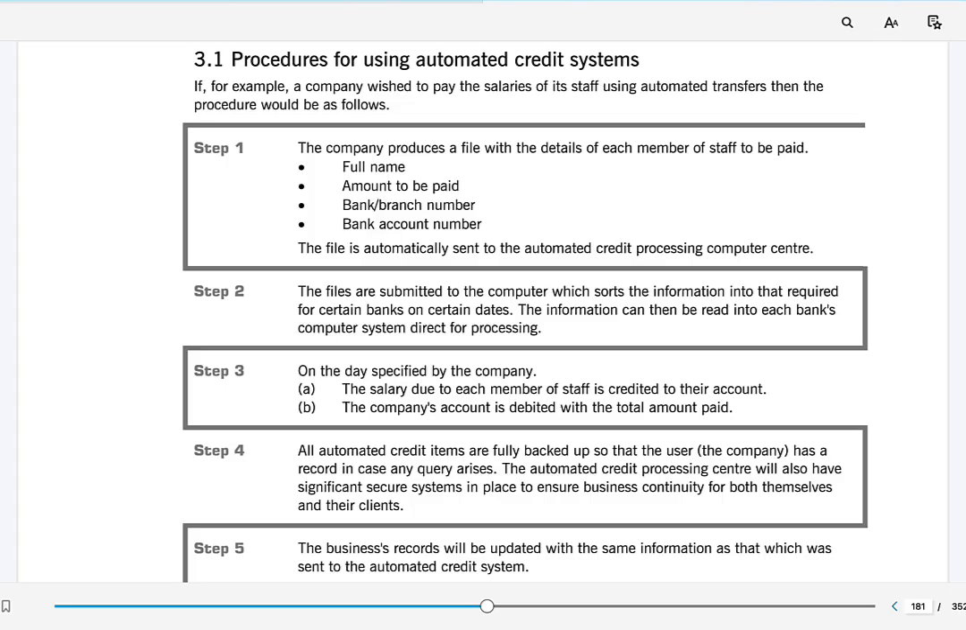Mistake 4, paying a leaver who should not be paid. Solution, update payroll records immediately when someone leaves. Mistake 5, paying a fake employee. Solution, proper authorization and separation of duties.